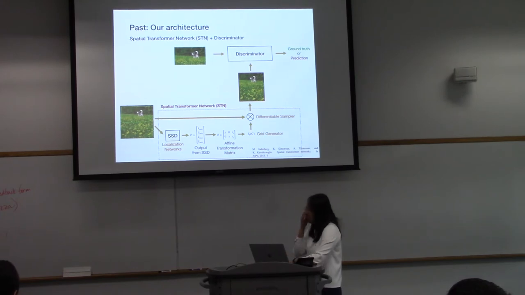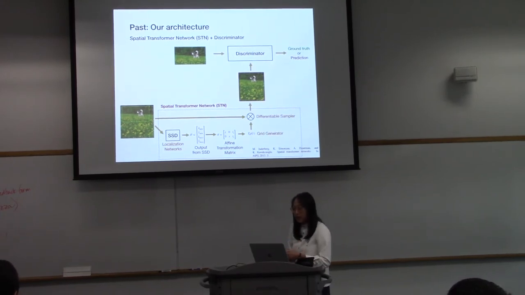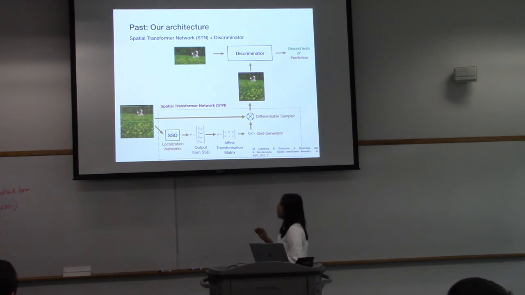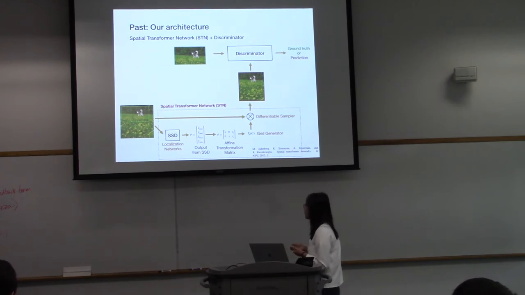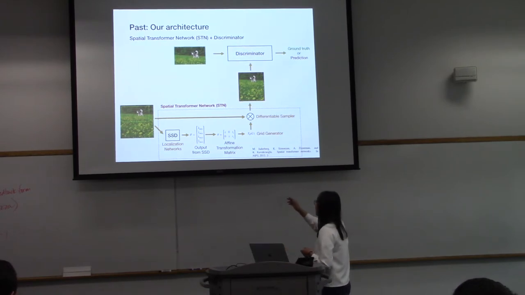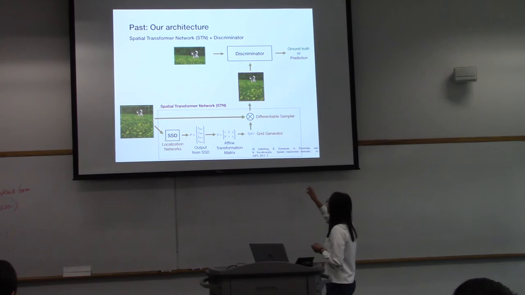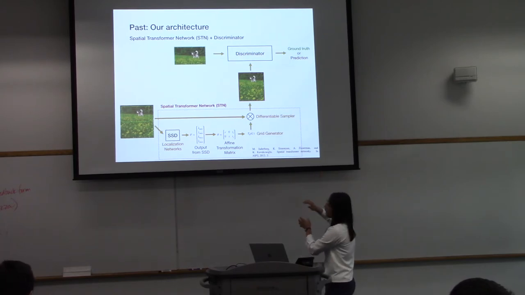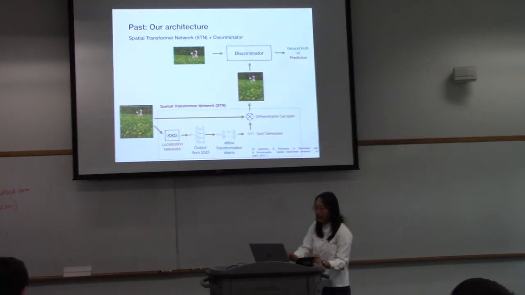Basically, the STN is a differentiable module that applies a spatial transformation to a feature map. In our architecture, the localization network that provides the spatial transformation parameters is the SSD, and the output of the SSD is then converted to an affine transformation matrix with some extra calculation. Finally, with the grid generator and the differentiable sampler, we can get the final croppings. In this manner, when you stack the parts together and train them combined, the losses can flow back.